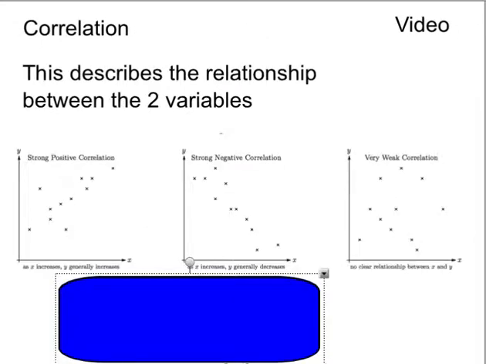Having drawn the diagram, we might want to look for correlation. Correlation describes the relationship between the two variables. So you might have words like strong positive correlation, where as x increases, y increases, and you could draw a line quite happily through the data and find that as the line of best fit. You might have strong negative correlation, which just means as x increases, y decreases. Or you might have very weak correlation, or you might even have no correlation, that x has no effect whatsoever on y.